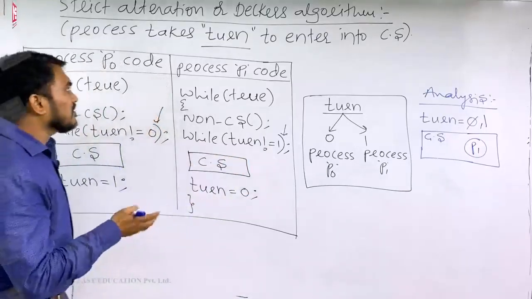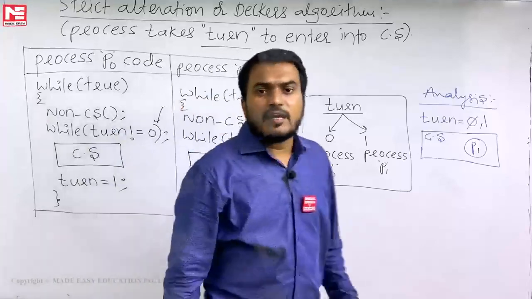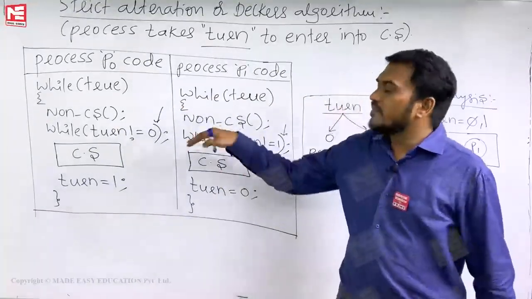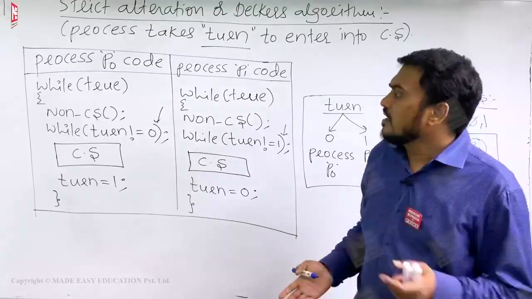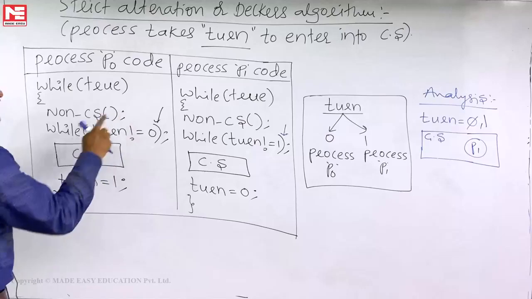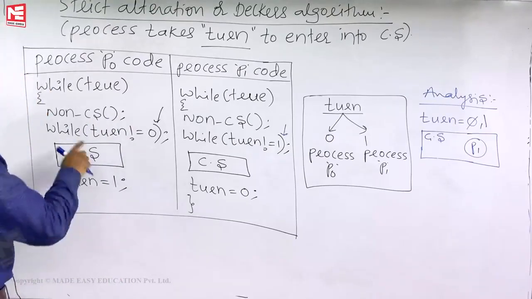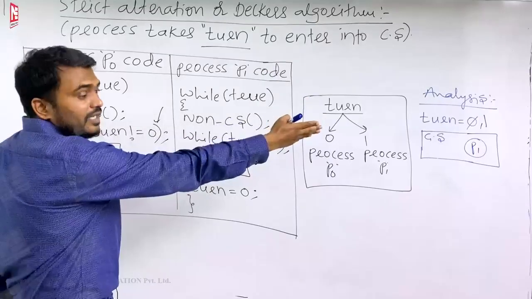Now, try for the process P0. Understand, we brought P1 into the CS and kept it there, so now try for P0. So P0 is also trying to enter. Is it possible or not possible? Check. P0 is also trying to enter. While true, non-critical section, some independent code. Now while turn not equal to 0, what's the turn value? 1.